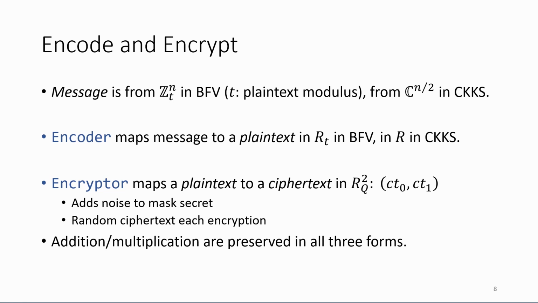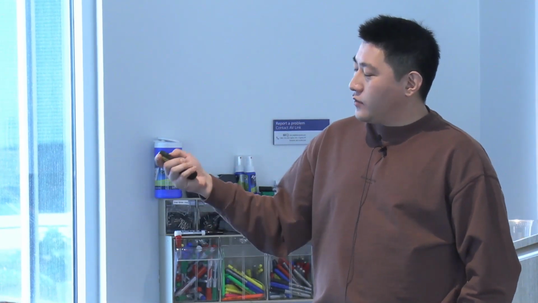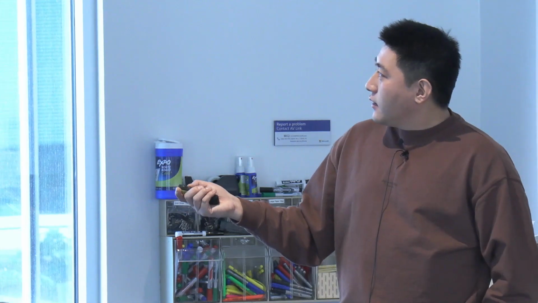Addition and multiplication, these two operations are preserved in all three forms: message, plaintext, or ciphertext. You can do addition and multiplication on all three of them. They always preserve your computation. This is what Christine mentioned: computation commutes with encryption.